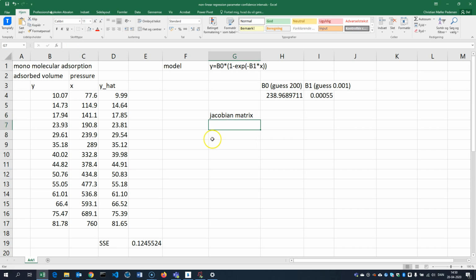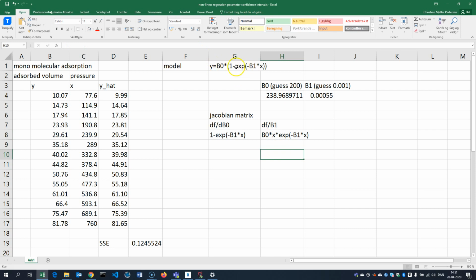And in the first column of this matrix, I want df d beta 1, sorry, beta naught. So I have to find out what that is. If I look at my model here, I need to differentiate this with respect to beta naught. That's actually quite easy because I just have beta naught times some constant here. So the result is 1 minus the exponential of minus beta 1 times x. And the next column, I have to differentiate with respect to beta 1. That's a little more complicated, but if you look at it for a while, you'll see that you get beta naught times x times the exponential of minus beta 1 times x.